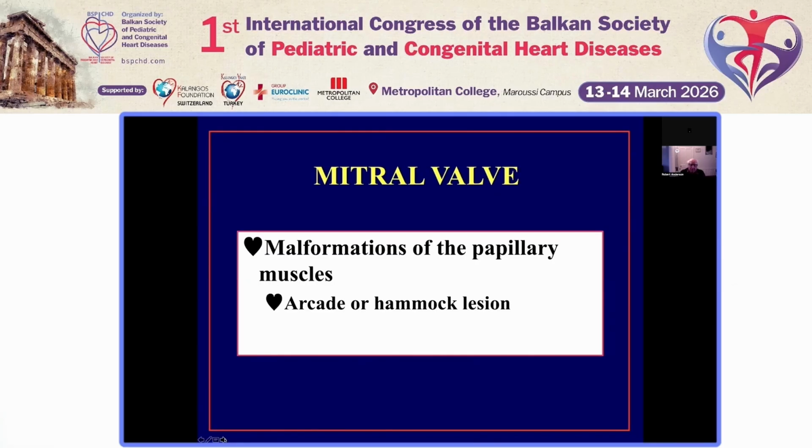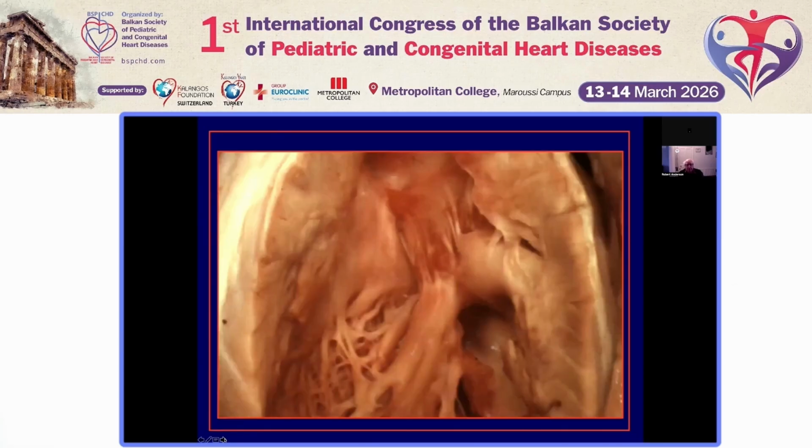So let's finish by looking at malformations of the papillary muscles. And here we need to take note of the arcade or hammock lesion and the parachute lesion. So here you see the arcade lesion, and there is fusion of the papillary muscles along the leading edge of the leaflets, along with obliteration of the intercaudal spaces. And this is going to produce severe stenosis.